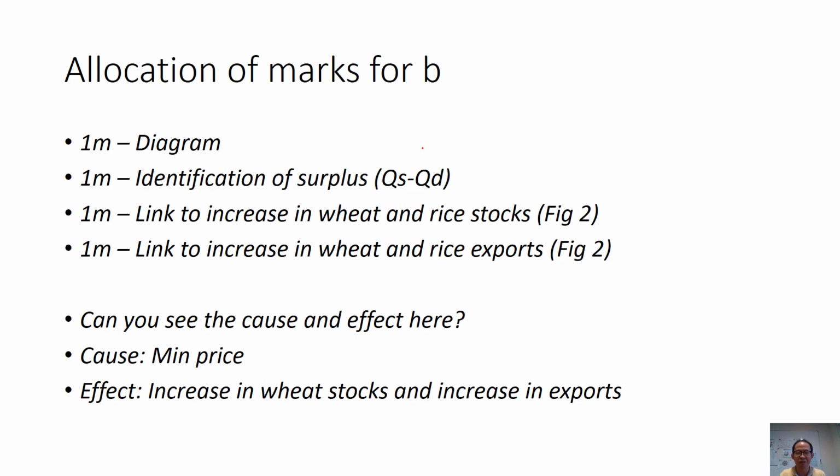So can you see, I've talked about causality, cause and effect. Can you see the cause and effect here? The cause is the minimum price. The minimum price has been implemented. The effect they're looking for is the increase in wheat stocks and increase in exports. So in order to get all 4 marks, make sure you talk about both effects. Link the cause to the 2 effects. This is what I mean by if you understand causality, it's harder for you not to get good marks. You are able to give a full explanation to what the question requires.